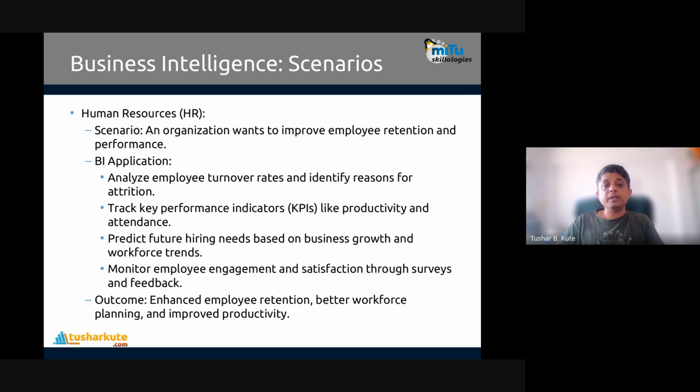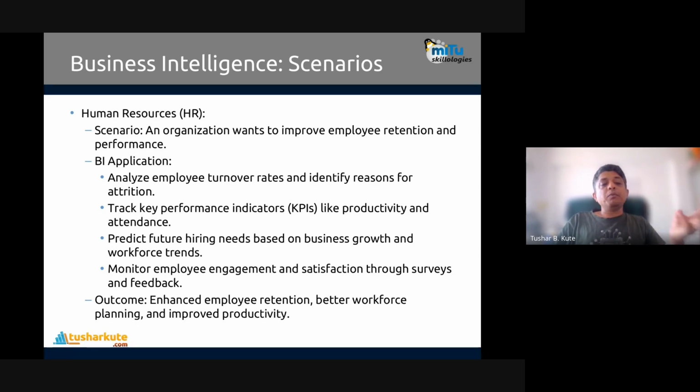Definitely possible there. Based on that, we can predict future hiring needs for business growth and workforce trends. If I grow in a similar trend, what could the future employee requirement be? That can be identified in human resources.